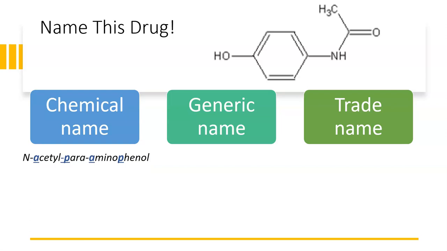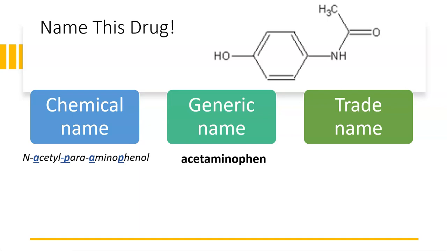Did I blow your mind yet? That's kind of complex. Who's going to walk in and say, I need some N-acetyl-para-aminophenol? Nobody, right? But the generic name of this drug, I bet you all have heard of. It's acetaminophen. All right. Now, when we look at this, the generic name actually has part of the chemical name in it, right? So they took part of that chemical name and made the generic name, but they shortened it down.